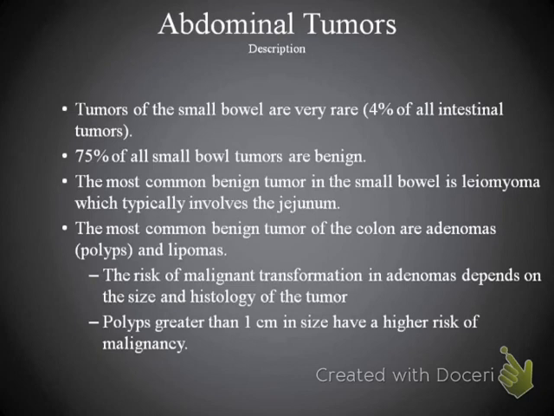The most common benign tumors of the colon are adenomas or polyps and lipomas. The risk of malignant transformation in adenomas depends on the size and histology of the tumor. Polyps greater than 1 centimeter in size have a higher risk of malignancy. So once again, we refer back to the polyps. As we see, most polyps are benign. However, there are instances where those polyps can transform from benign to malignant. So something to keep in mind is that as the polyp grows, the chance of malignancy skyrockets.